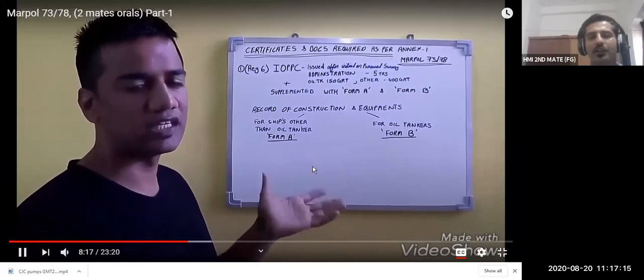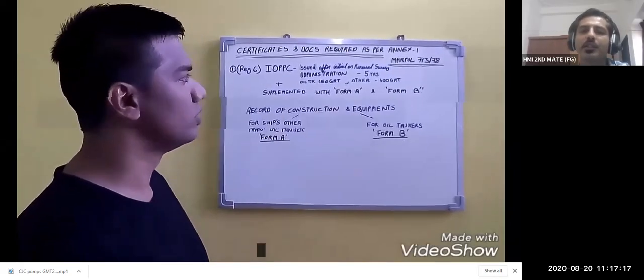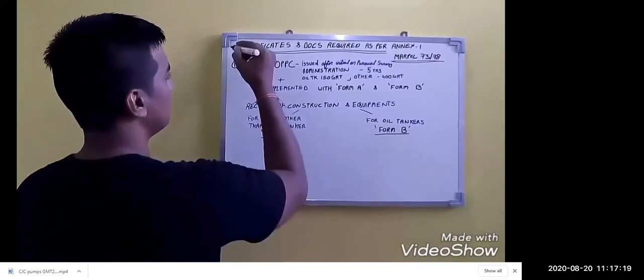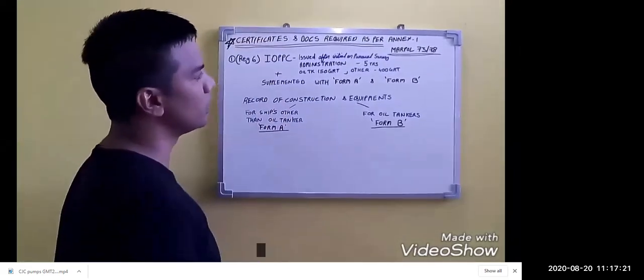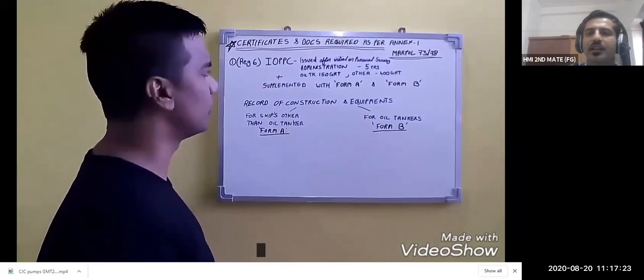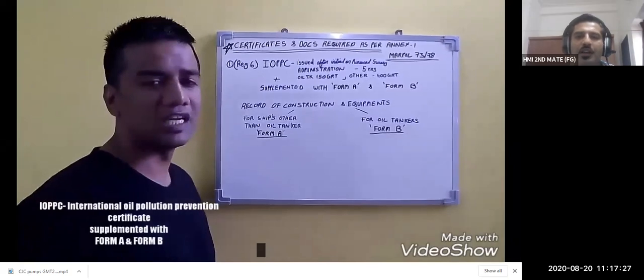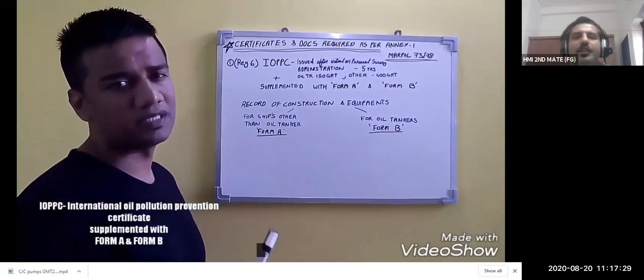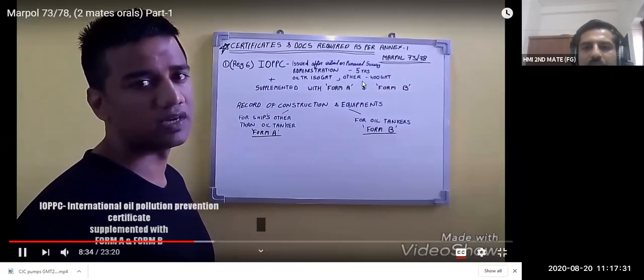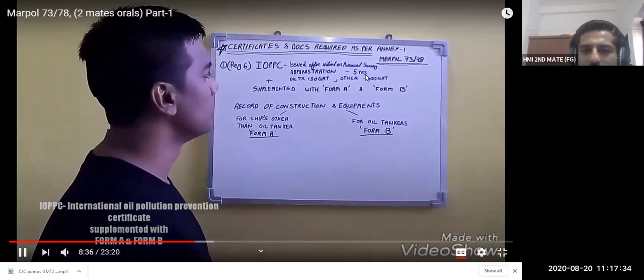Then you have an IOPP certificate, International Oil Pollution Prevention Certificate, as per Annex 1. It is issued by the administration stating that your ship is complying with all the equipment and certification requirements and regulations of Annex I. So all certificates are for 5 years.